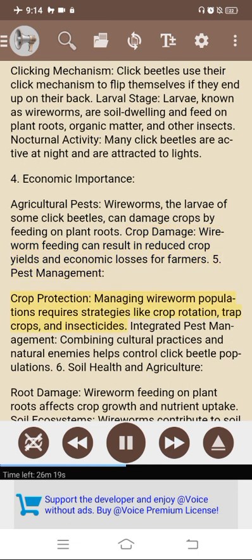5. Pest management. Crop protection. Managing wireworm populations requires strategies like crop rotation, trap crops, and insecticides. Integrated pest management. Combining cultural practices and natural enemies helps control click beetle populations.